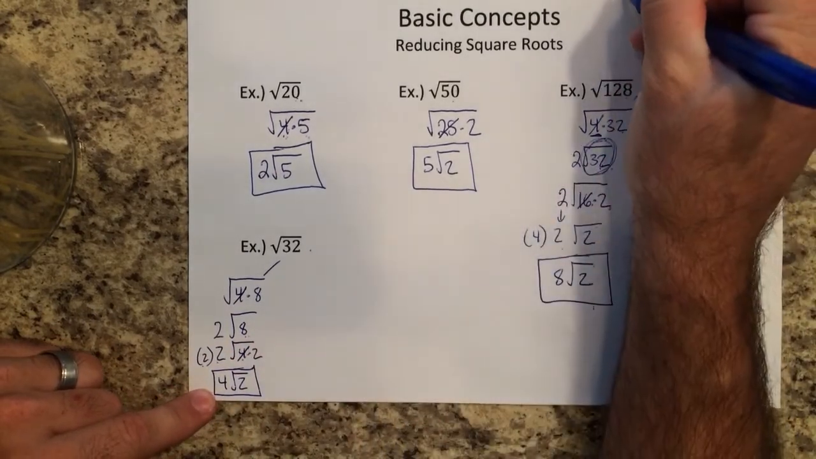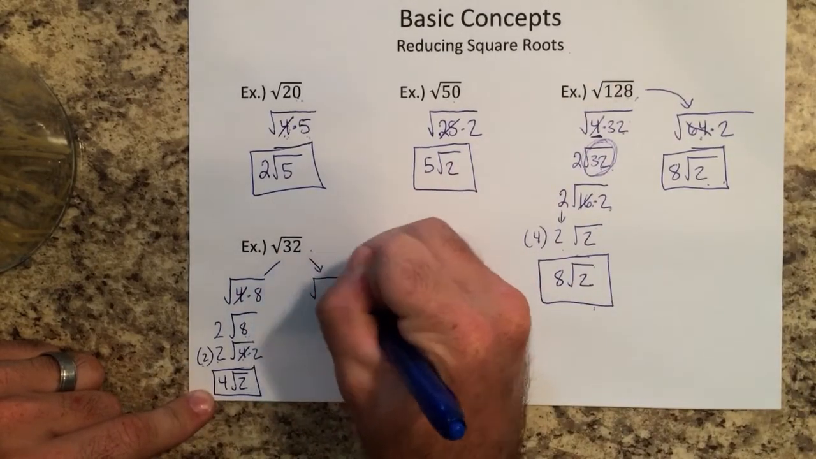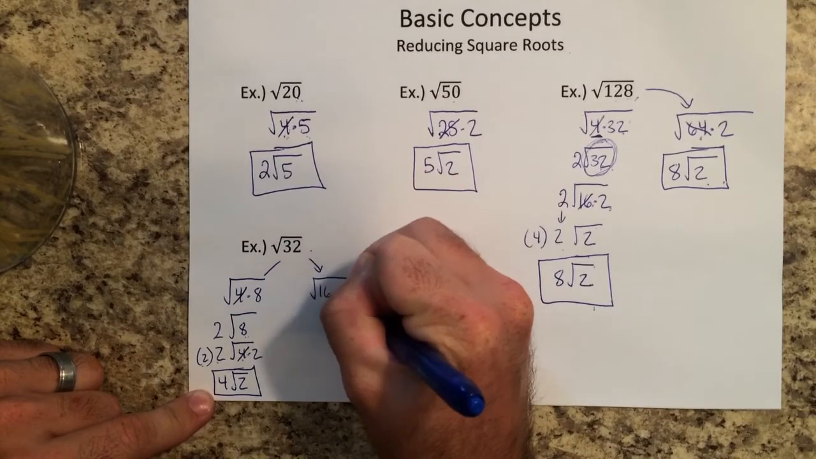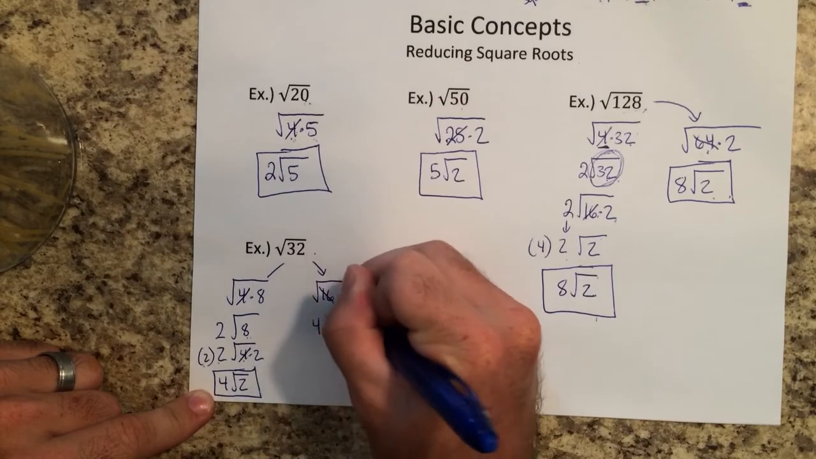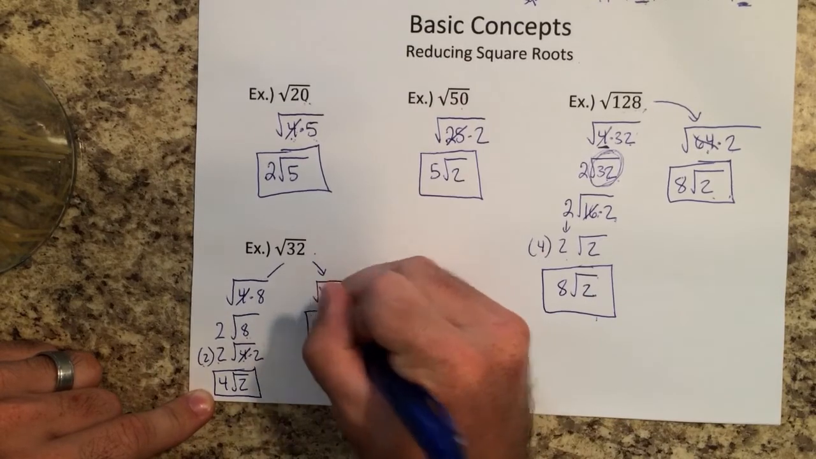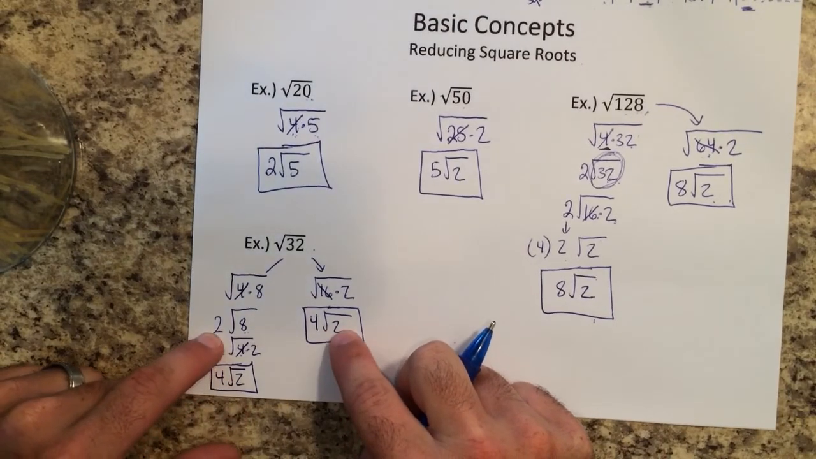The easier route would have been to use the square root of 16. So I could have said 32 is 16 times 2. The square root of 16 is 4. And the 2 stays underneath your square root. So that gives you 4 square root of 2. So once again, same answer, just 2 different ways to get to it.